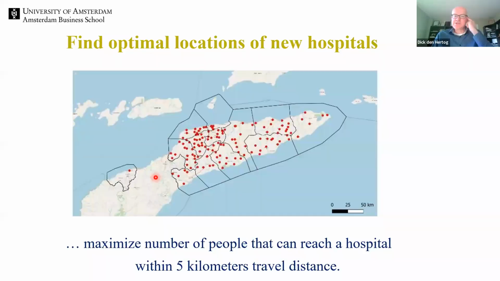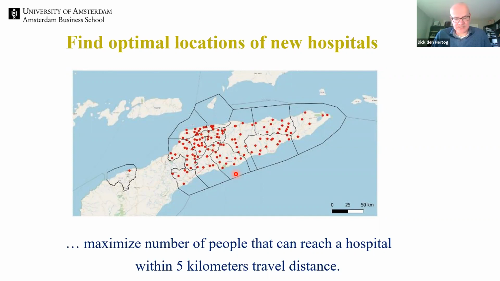One of the United Nations Sustainable Development Goals is that, for example, 95% of the population should get access to primary healthcare centers within 5 kilometers distance. Here you see Timor-Leste. The red dots are the current primary healthcare centers. The question was, how much percentage of the people has access to such a center, and where should new centers be located such that at least 95% of the people have access to such a healthcare center?